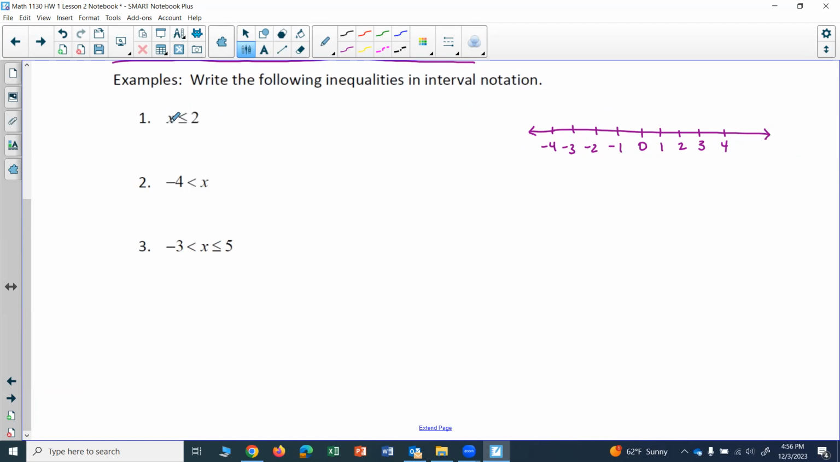Now, I have x is less than or equal to 2. The or equals to means that the endpoint is included. If I were to graph this on the number line, then I would go ahead and put a solid dot at 2, and then the less than would go off to the left. So that would be the graph of it on the number line.